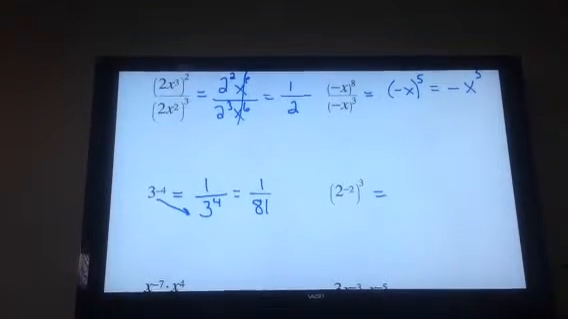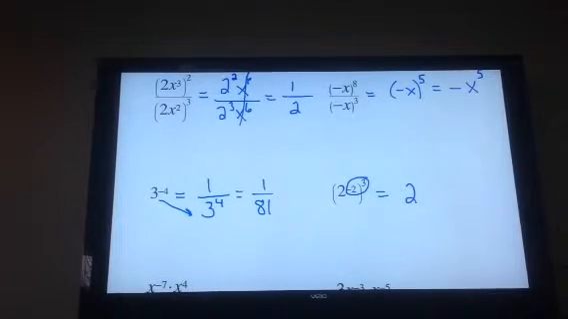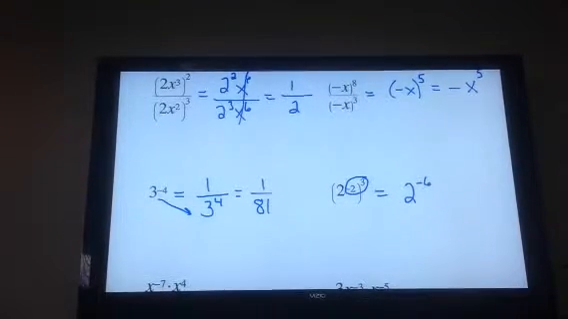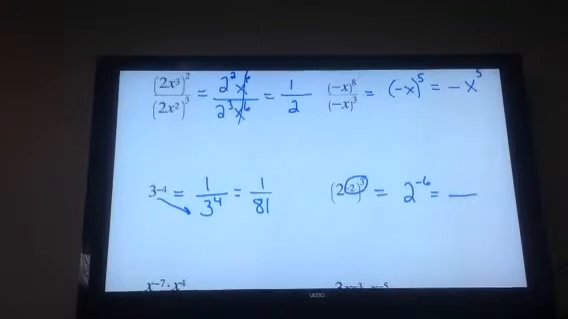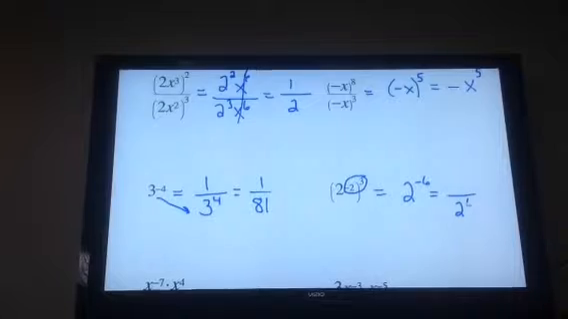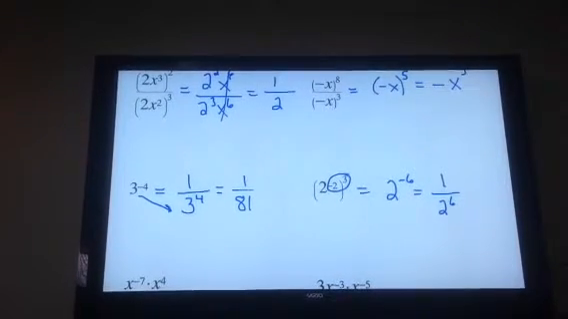Here, from last semester, my rule is multiply those powers. So I have 2 to the negative 6th, which is the same thing as 2 to the positive 6th in the denominator. So understood 1, which is 1 over 64.